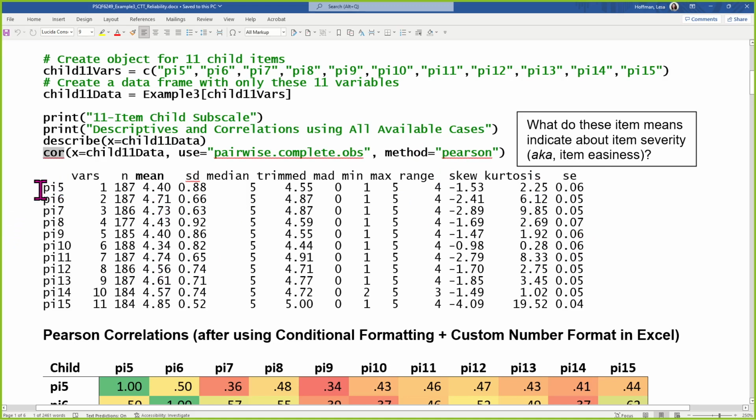So we're not looking at the content of the items, we're just looking at the numbers here. And I have the mean column highlighted because that is going to be my indicator of item difficulty. So to interpret what a mean of 4.4 is, I have to know how many choices there were. So 1 to 5 is my scale.